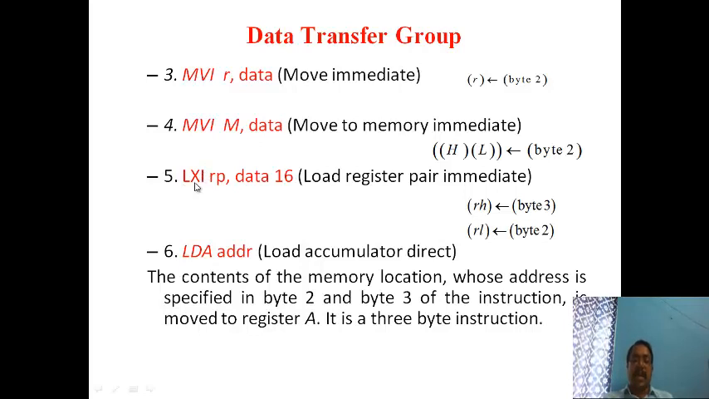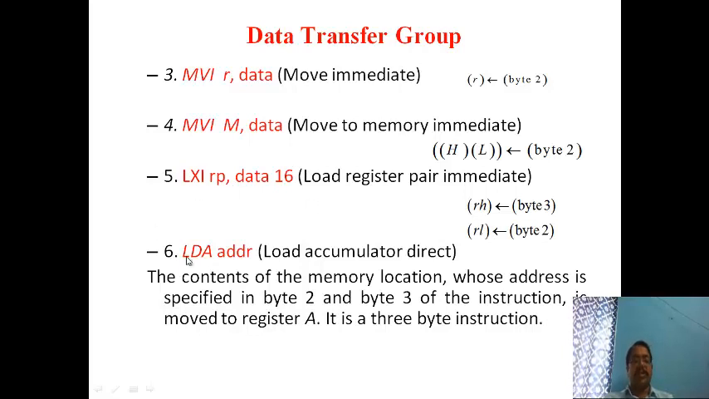Now please listen again: LXI RP, 16-bit data. Wherever you see this X, it says that it is a register pair, not a single register. So, load register pair immediate. Which register pair you have to load is specified here, along with the 16-bit data. What happens is the lower order byte of the 16-bit data is moved to the lower order register of the pair, and then the higher order byte is moved to the higher order register. Let us see an example. If it is LXI H, 4500, then 00 will be moved to L and 45 will be moved to H.